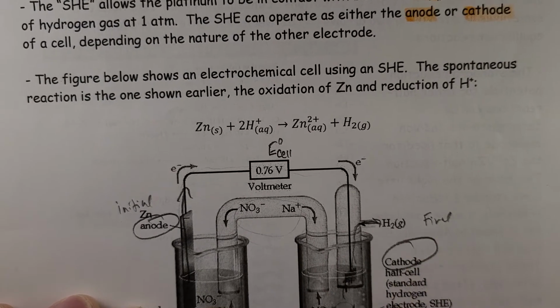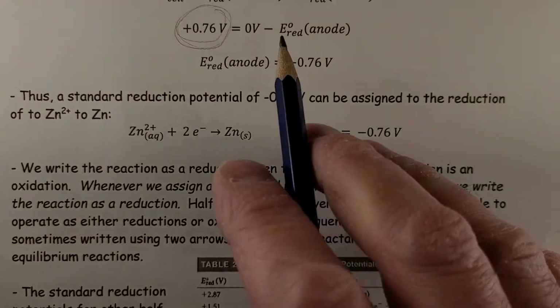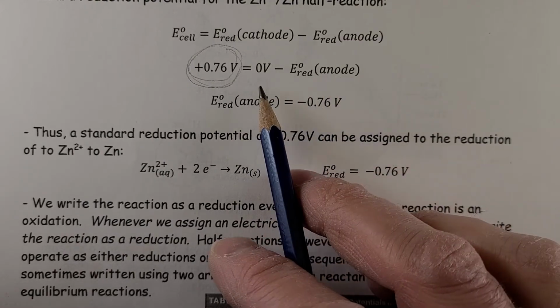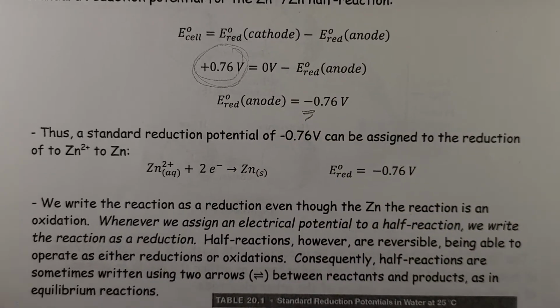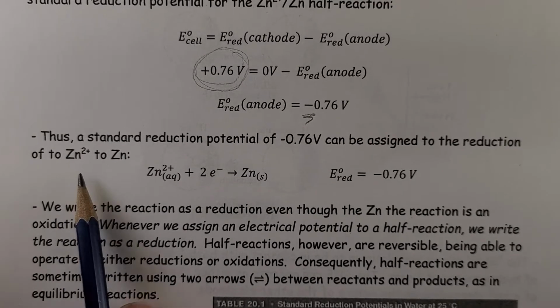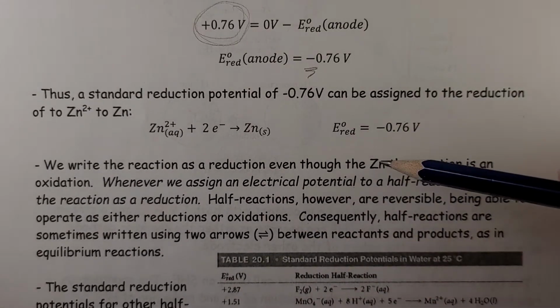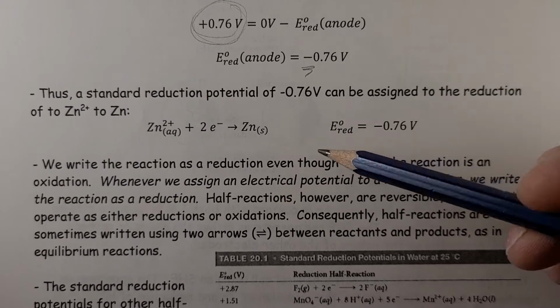So we defined this reaction here to have a reduction potential of 0. Therefore, if we are looking for what's going on at the anode, we subtract, and we get negative 0.76. Thus, a standard reduction potential of negative 0.76 volts can be assigned to the reduction of zinc ions going to zinc solid. Now we write the reaction as a reduction, even though we know that it is actually oxidation that's going on there. We're losing electrons, right?